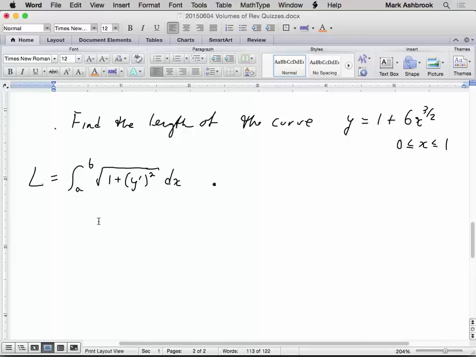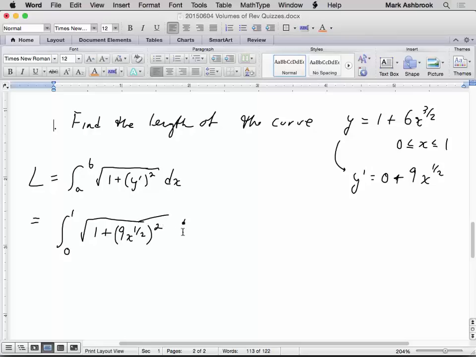So what do we need to set this up? There's just one thing that we need. We need y prime. We need the derivative, right? It's because the derivative is going to go there. So derivative is 0 plus 9 x to the 1 half, right? So 3 halves times 6, x to the 1 half. Okay, so then our length is going to be integral from 0 to 1, 1 plus 9x to the 1 half squared dx.